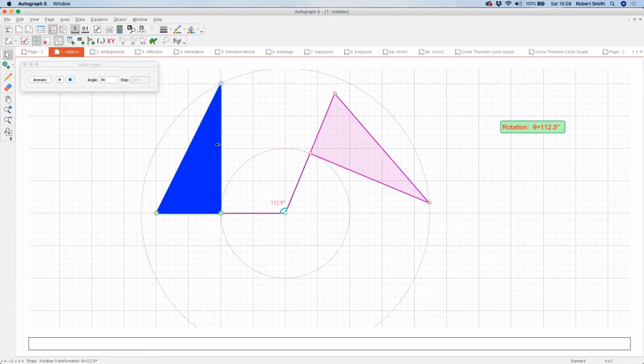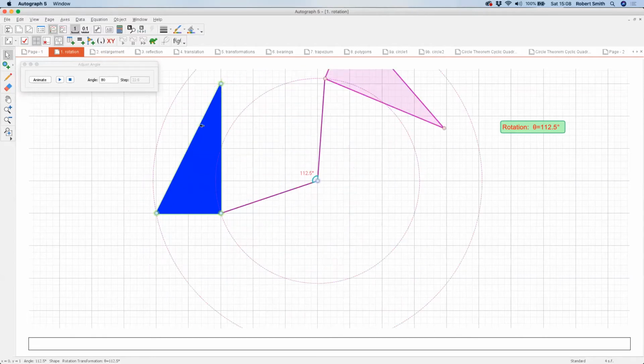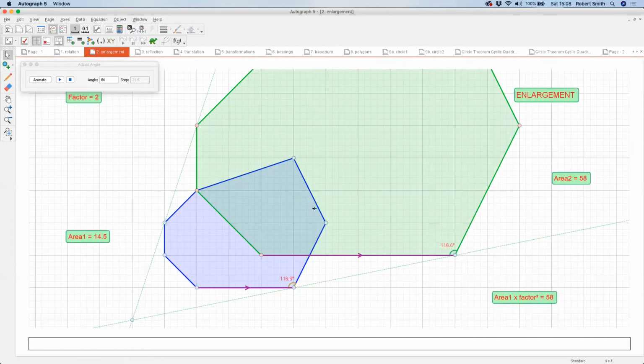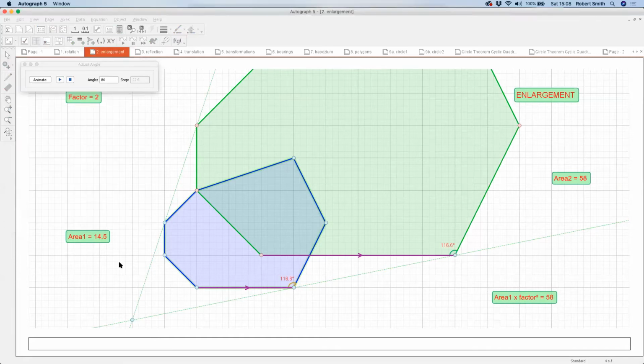And again, we can move the object. You can see what happens. The angle is staying the same, and we can move our point. We've got enlargement, where we can actually do calculations. So if we click the calculate button here, for the object or the image, I can actually use the attributes of those. And as Douglas said, it's as simple as just putting the area equals.